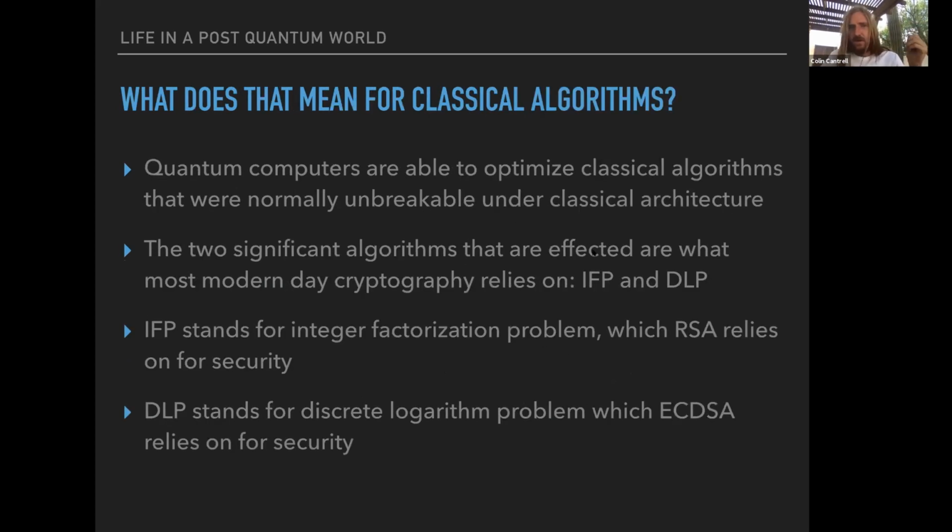Now, what does this mean for classical algorithms? Quantum computers are able to optimize classical algorithms that are normally unbreakable under classical architecture. If you heard some of the people talk about some of the security aspects, nothing really is secure. You're just resistant to attack at some point in the future. And generally that resistance is on the order of billions of years.